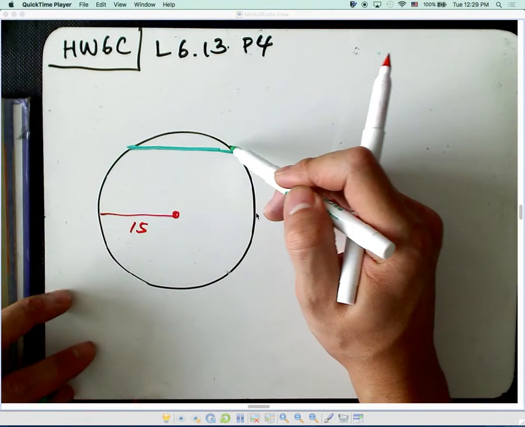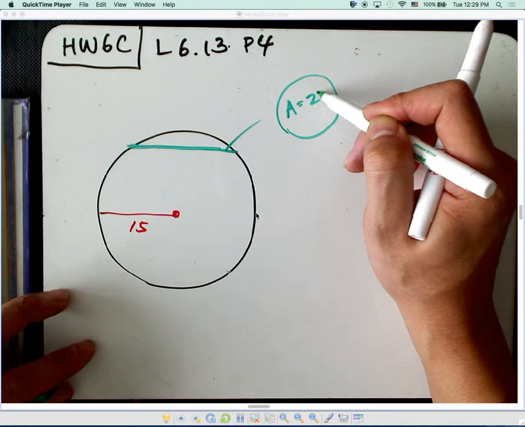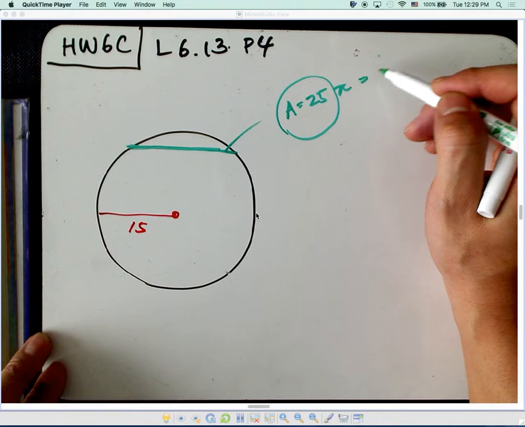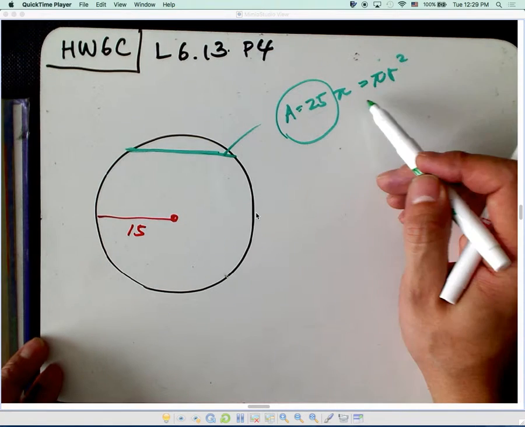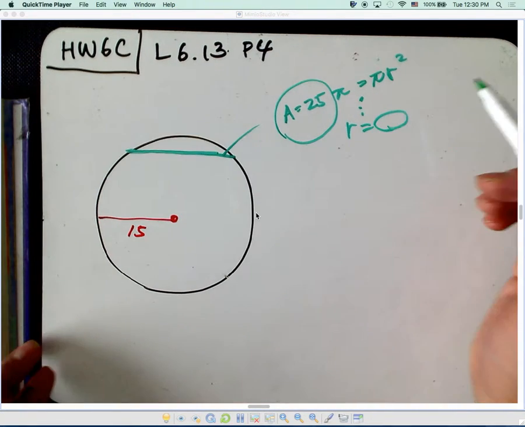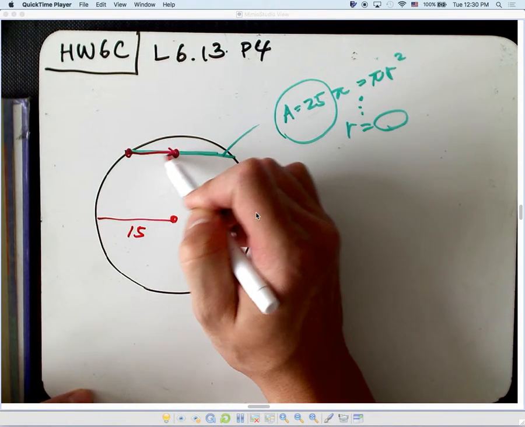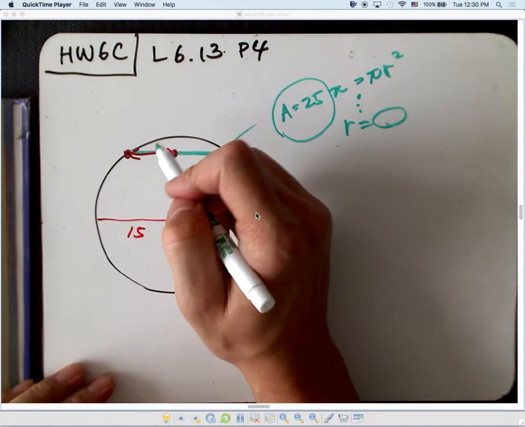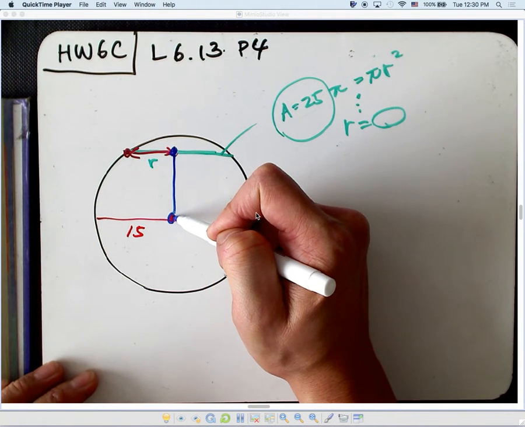If you look at this one from the top, you'll have a circle with area 25 pi. With that information, you can find out what the radius is. You have 25 pi equals pi r squared. Do some math and find out what r is. That r is the distance from here to here. With the given information, how can we find the distance from this point to this point?